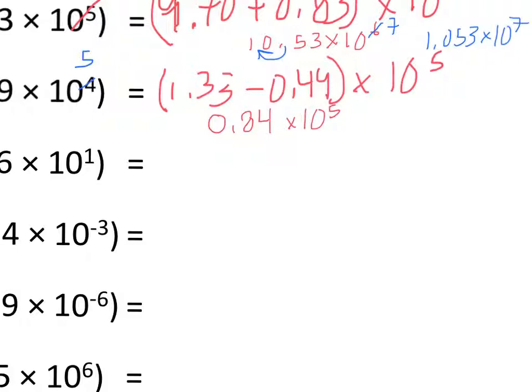This isn't proper scientific notation. I need to move the decimal point over 1. When I do that, that's the equivalent of multiplying that by 10, so I have to divide this by 10. So I end up with 8.4 times 10 to the 4th power.